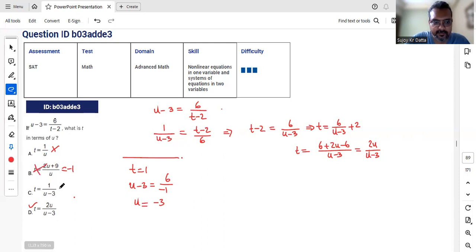1 over u minus 3 is 1 over negative 6. So that's not the correct one either. This one is negative 6 by negative 6, so that is equal to 1. Satisfying, right? So that's a safe way of doing this. If you don't want to work through so many algebraic operations, you can just plug in a value and verify from the answer choices which one matches. All right, let's go to the next one.